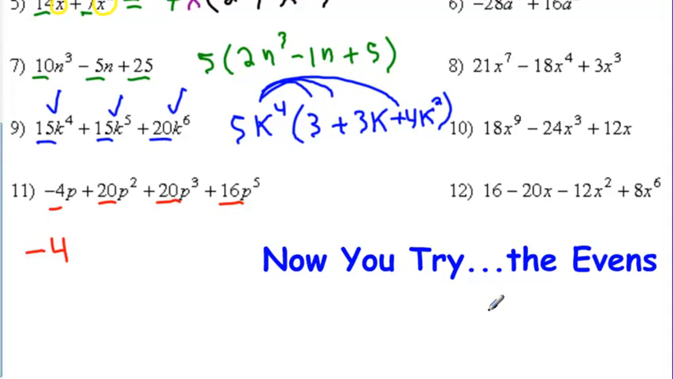Can they all give up a p? Yes, they all have a p in them, right there, there, there, and there. Can they all give up p squared, 2 p's? Do they all have that to give? No, they can't. So you can only take 1 p out.